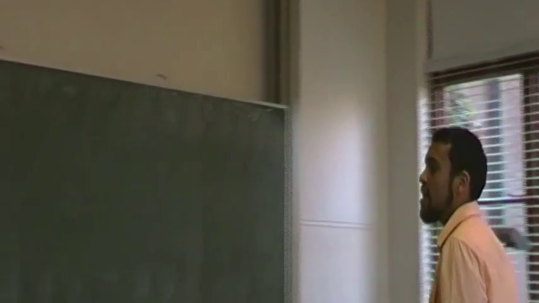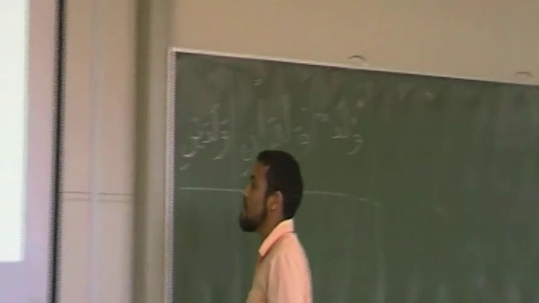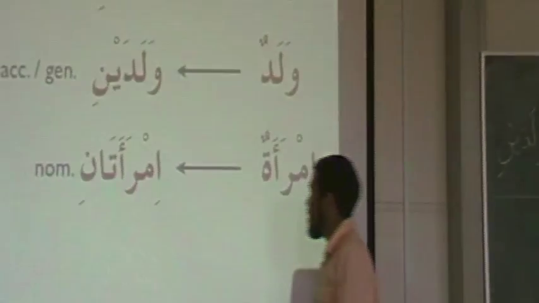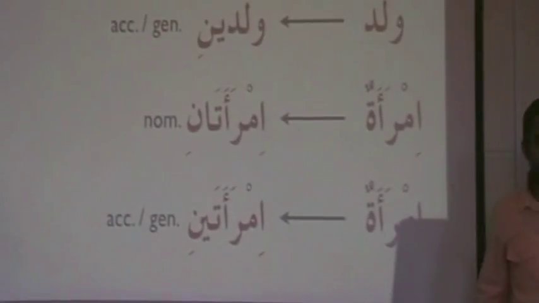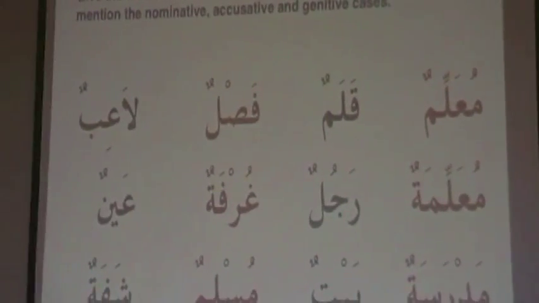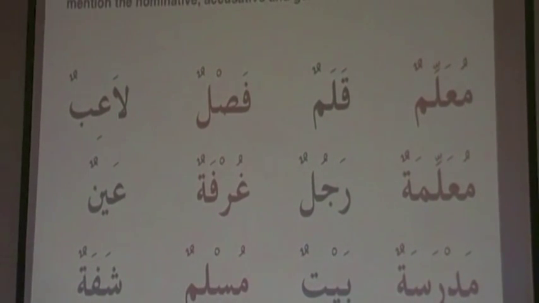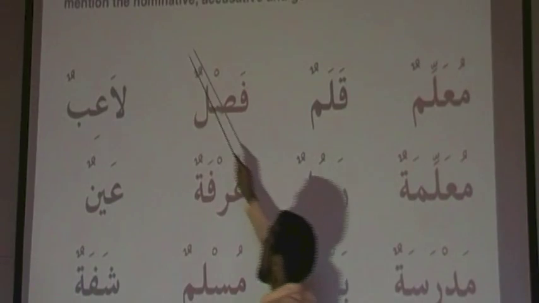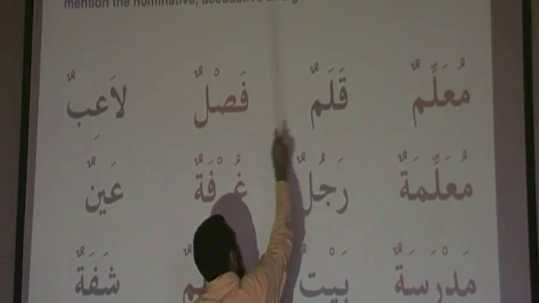With me? Okay. امرأة becomes امرأتان, and in the accusative or genitive case, it will become امرأتين. See, I didn't need to write it out. Now, give the dual forms of the following words. Be sure to mention the nominative, accusative, and genitive cases. Nominative is the normal case, it's ani. The other two cases are aini.